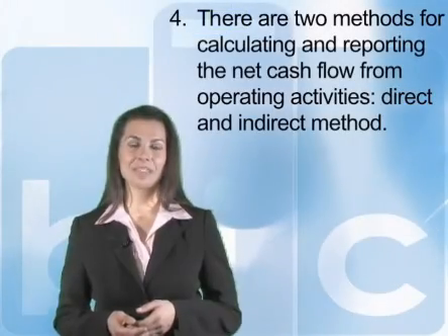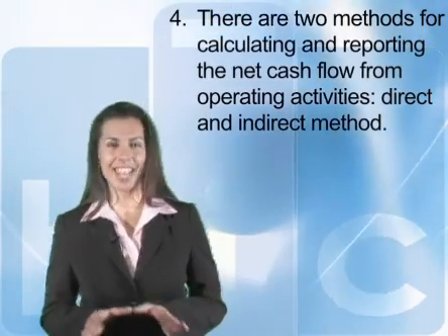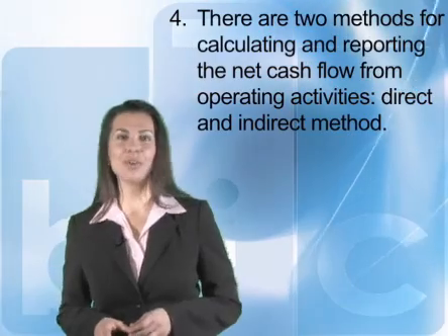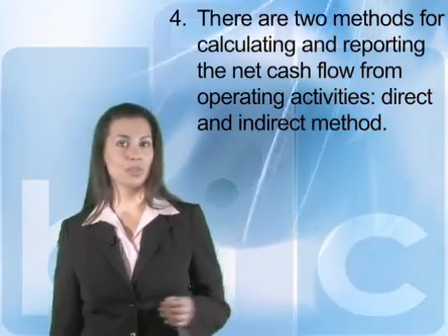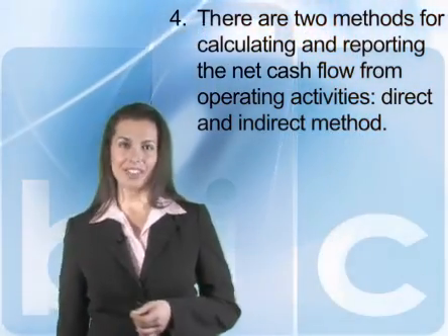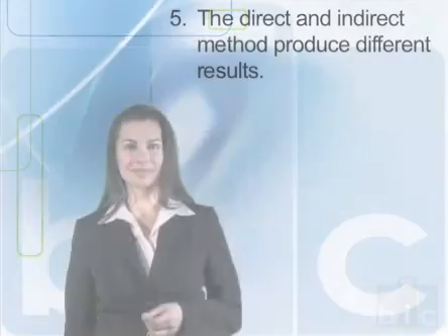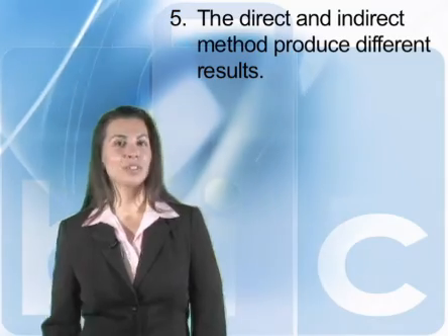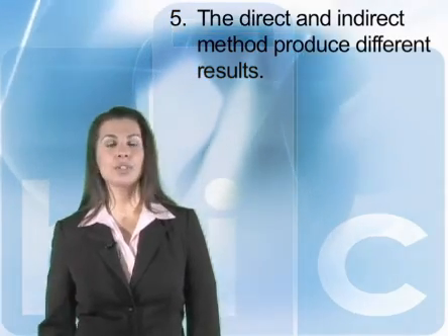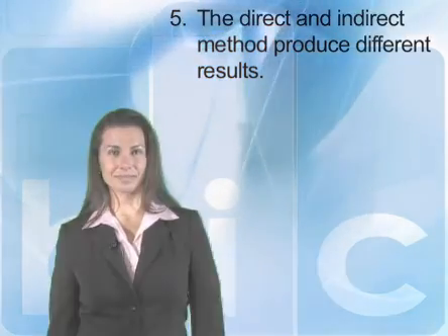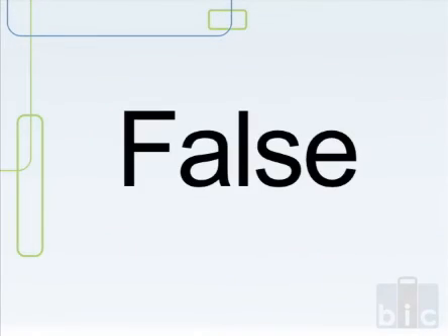4. There are two methods for calculating and reporting the net cash flow from operating activities: direct and indirect method. True. 5. The direct and indirect method produce different results. False.